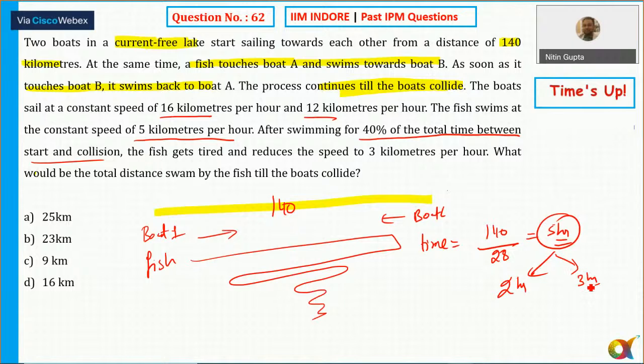So it says the fish swims at a constant speed of 5 kilometers per hour, and after swimming for 40% of the total time, the fish gets tired and reduces its speed to 3. So in the initial 2 hours, the speed is equal to 5. And in the last 3 hours, the speed is equal to 3.